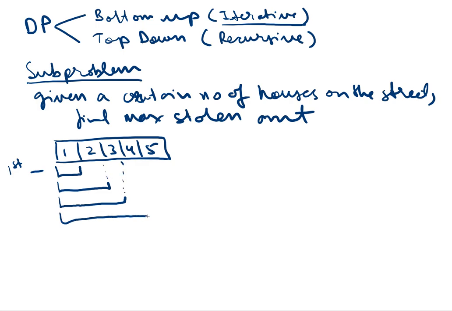And then the next sub problem will be to find the maximum stolen amount when you have houses 1 to 4, and then when you have houses 1 to 5. So basically you have second, third, fourth, and fifth. So these are your sub problems, and when you have found a solution to your fifth sub problem, then you have the overall solution to your question. So in order to do this, let's define two functions.